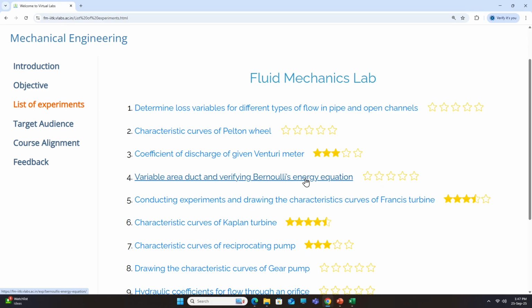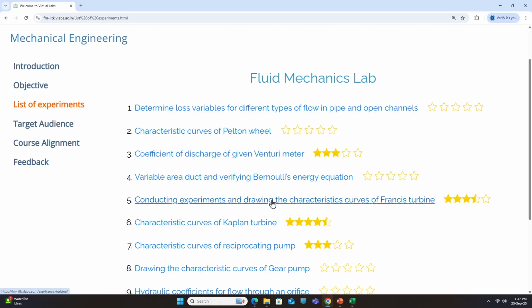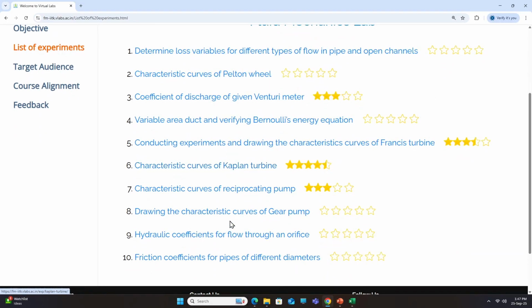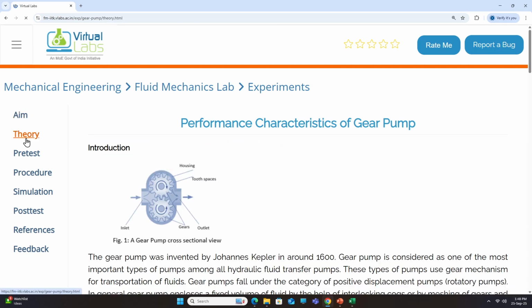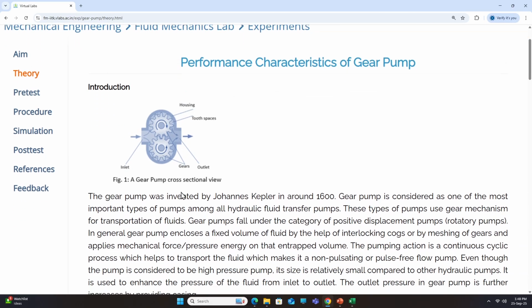In this lecture, I will talk about pumps and turbines, with more focus. First, I will start with the gear pump. You see experiment number 8 is here, drawing the characteristic curves of a gear pump. I will click this. It shows the aim as to study the performance of a gear pump and draw its operating characteristics. In the theory, we have the gear pump, as you have already seen in the lectures.